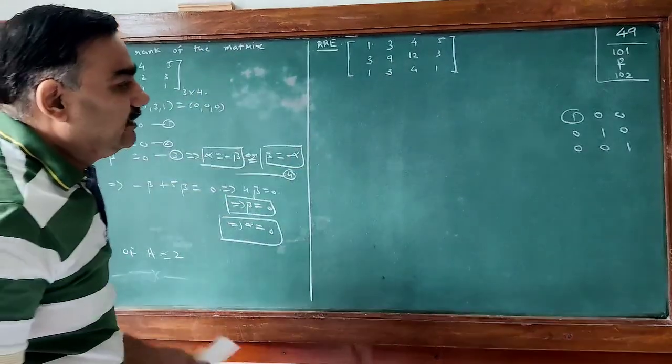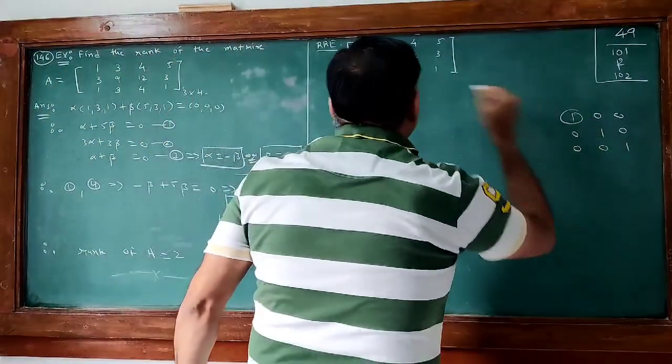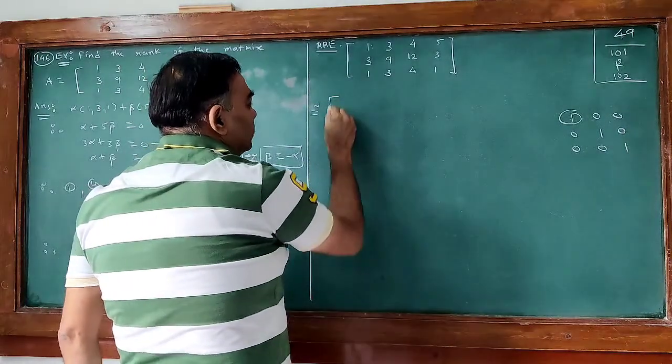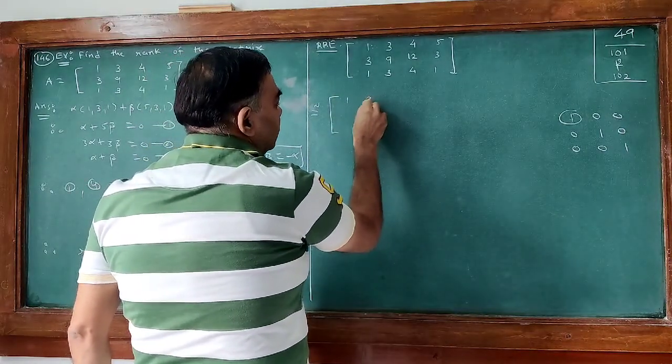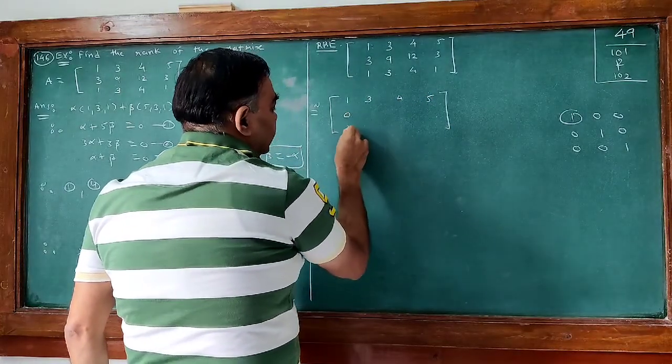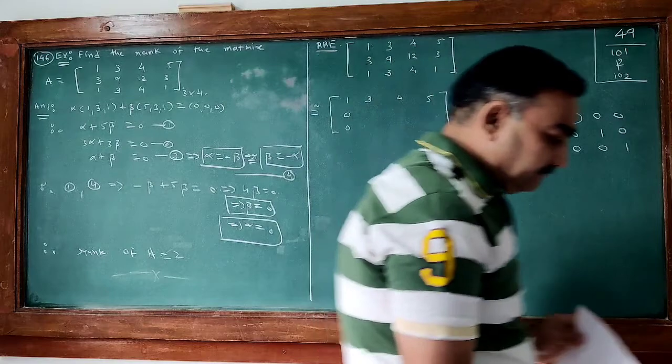So let's start. We want 1 there and it is already 1 there. So this is equal to 1, 3, 4, 5. We wanted 0 at both these places.